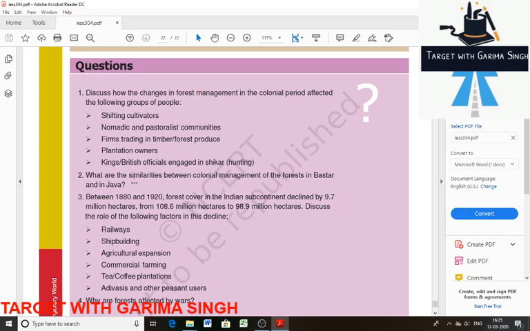Next is: what are the similarities between colonial management of the forest in Bastar and in Java? Colonial management of the forest in Bastar and Java ran along the same lines. Bastar is located in India while Java is an island in Indonesia.